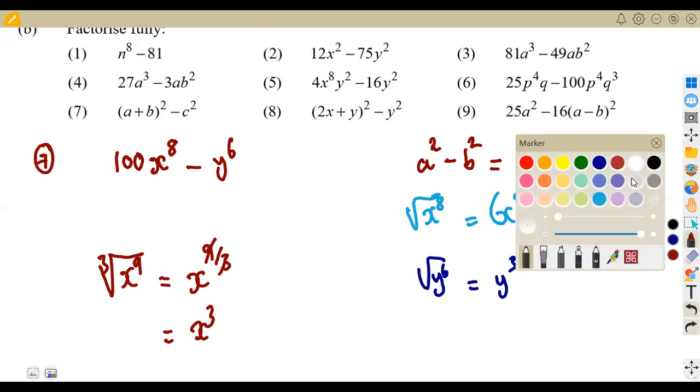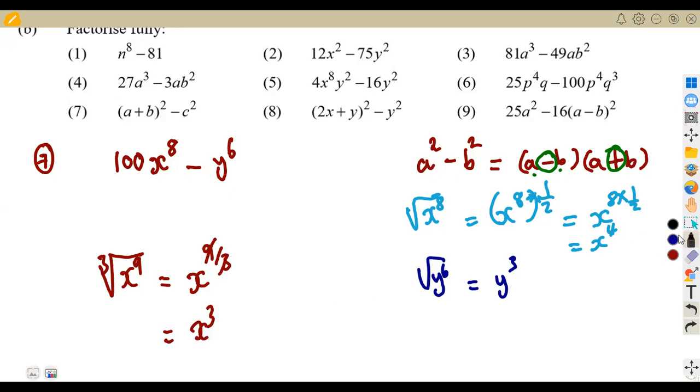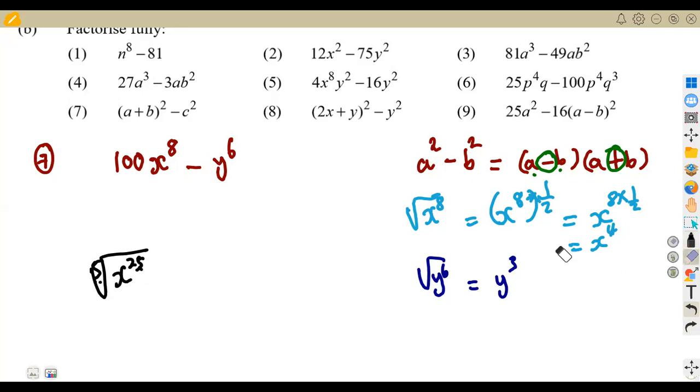If you are given any number inside of the root sign, you have to just consider what you are given, all right? Maybe it's the 5th root of x to the exponent of 25. You just have to divide by 5, all right? So it's this exponent divided by this number. That's it. So these are the typical questions that you just need to understand.